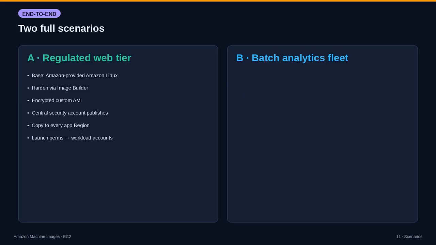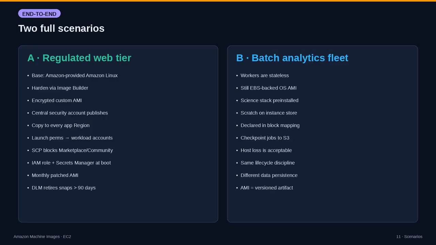You copy that AMI to every application region, grant launch permissions to workload accounts, and forbid marketplace and community AMIs via service control policies. Instances launch with an IAM role. No keys on disk, and pull secrets from Secrets Manager on first boot. Monthly, Image Builder ships a patched AMI. Data Lifecycle Manager retires snapshots older than 90 days after the AMI is deregistered.